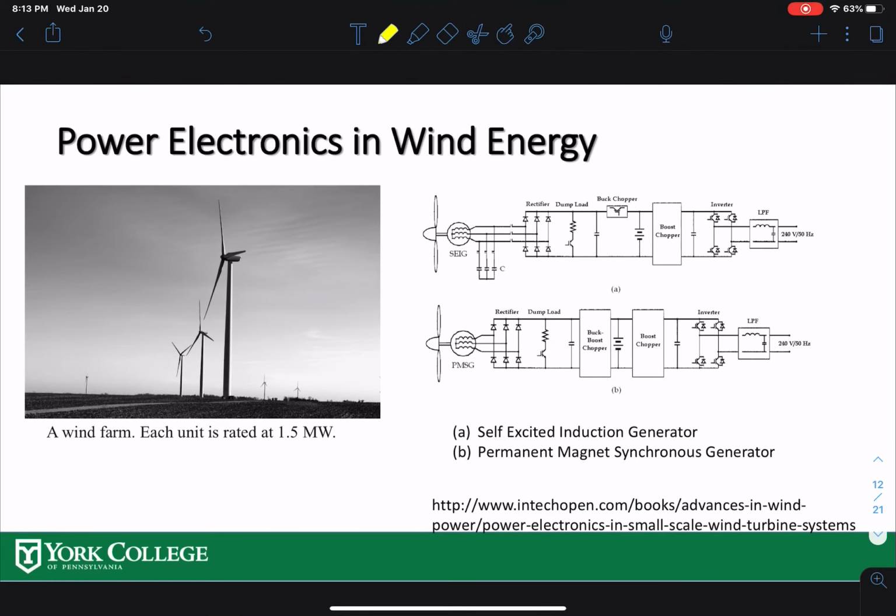And another one is power electronics in wind energy. This is the front end of the wind energy. This is the back end, which is going to the grid, and in between you can see that there are power electronics applications. We have a rectifier over here, then we have a boost converter here, and we have an inverter over here. So different ones have different applications here. This is a rectifier over here. This is the buck-boost over here, then boost over here, then inverter over here. So these are all power electronics applications behind the blade and before the grid.